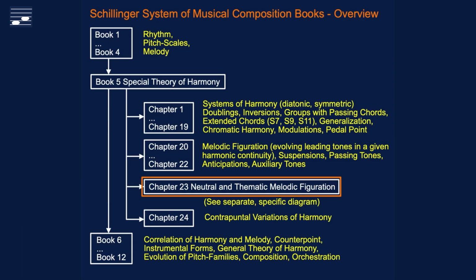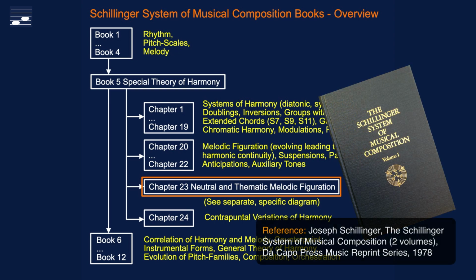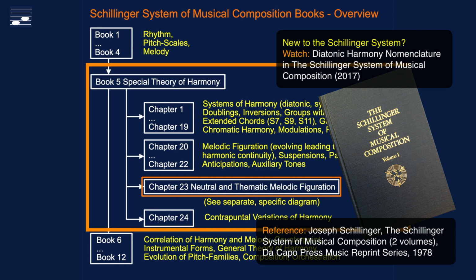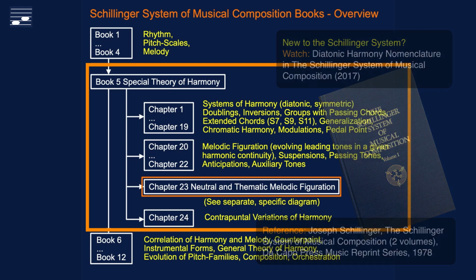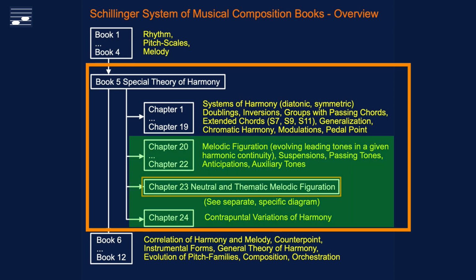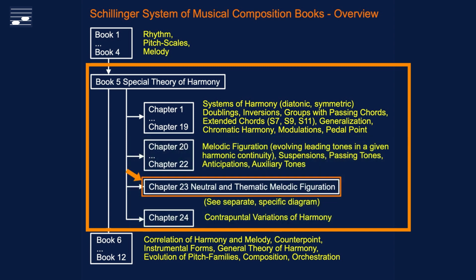Let's picture the context of this technique. Here is the overview of the content of the two-volume book set of the Schillinger system. Musical composition aspects are presented in a series of 12 books. This episode is focusing on Book 5, the Special Theory of Harmony. There you learn how to write more or less traditional harmony with chords in thirds. The final 5 chapters are about how to modify a given chord progression. One such approach is to use melodic figuration, and the two main methods, neutral and thematic figuration, are discussed in chapter 23, the basis for this tutorial.